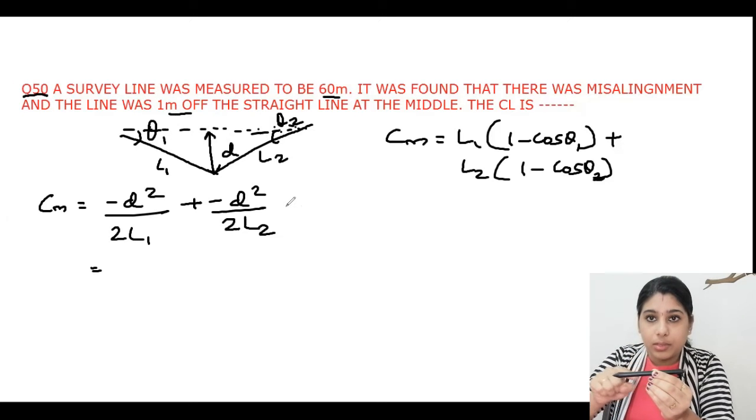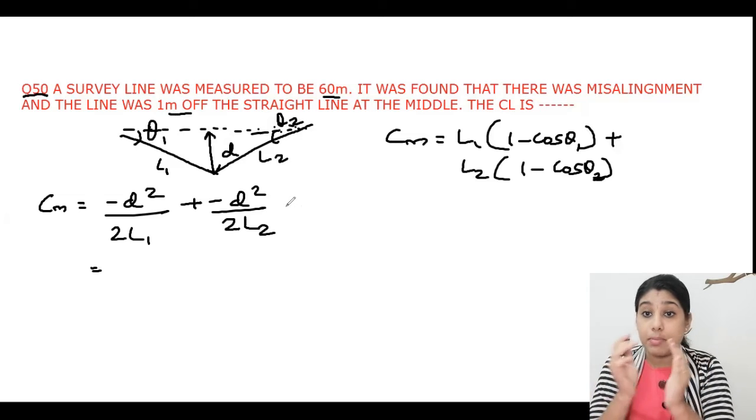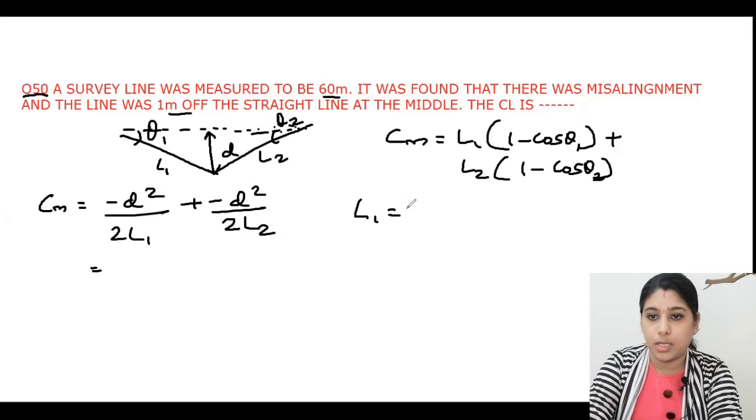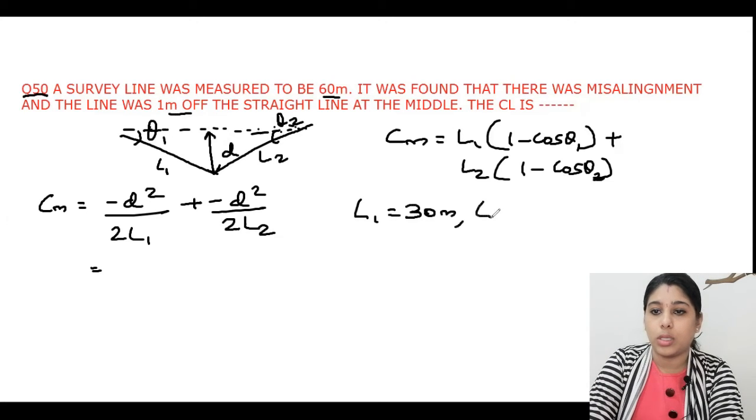And the total length we have been given, that curved length, is given as total 60, and at the middle it happened. So each length, L1 and L2, will be what? 60 by 2, that is 30 meter, and L2 is also 30 meter.